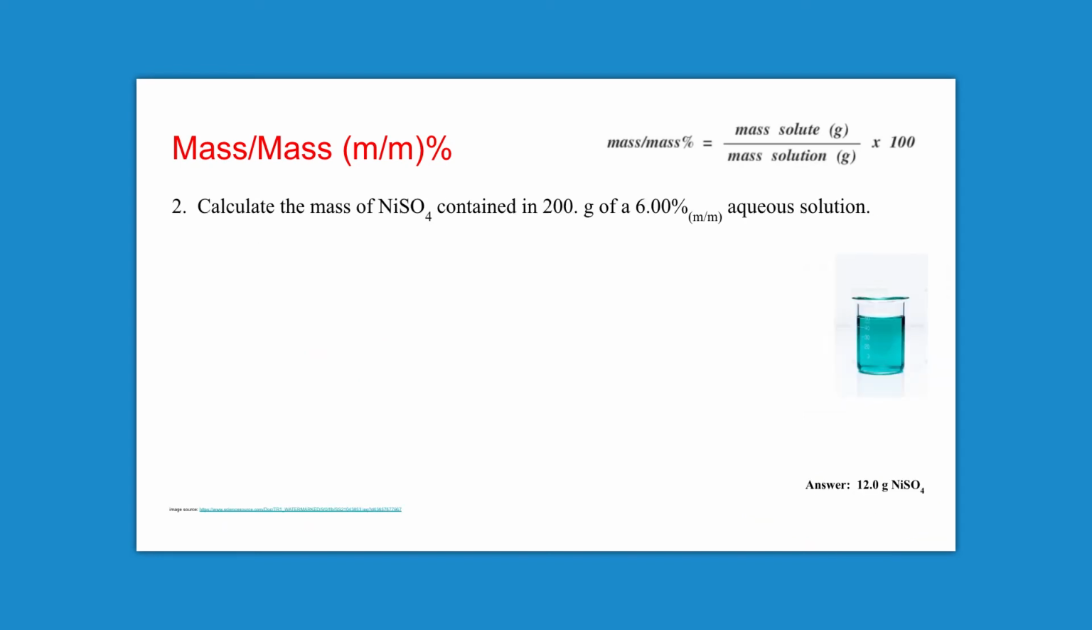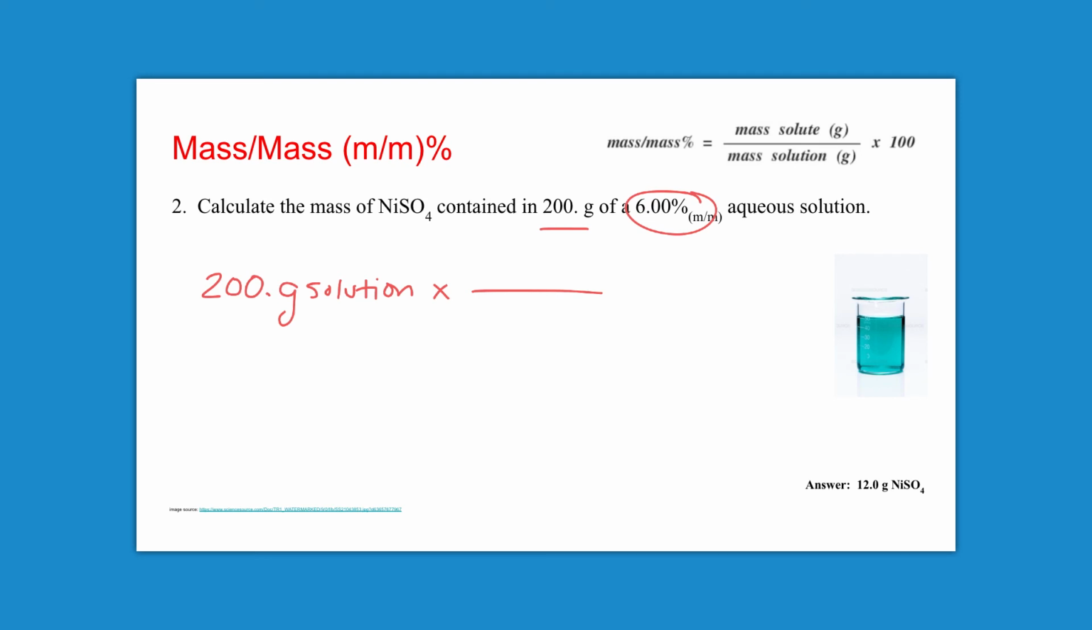Here's another typical problem you'll see in terms of dealing with mass. This says calculate the mass of nickel 2 sulfate contained in 200 grams of a 6% by mass aqueous solution. So here we're actually solving for the mass of the solute in this solution. To solve this problem, what you're going to do is start with the mass of the solution itself, which is 200 grams. And we'll multiply that, and let's just put the word solution here so we remember what that is the mass of. You'll multiply that by this 6%, but written as a fraction.